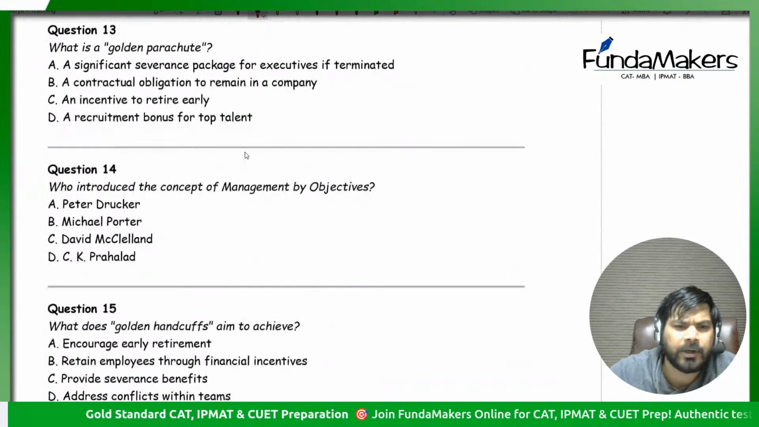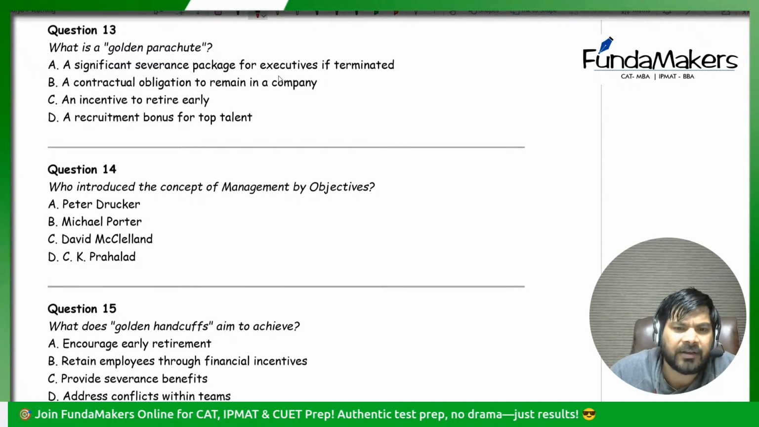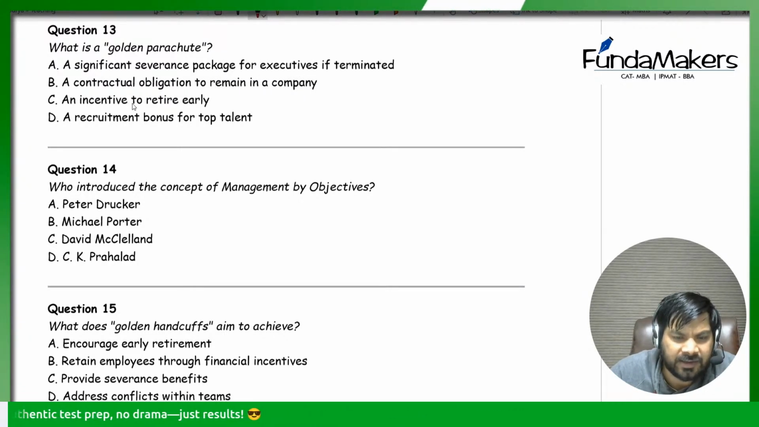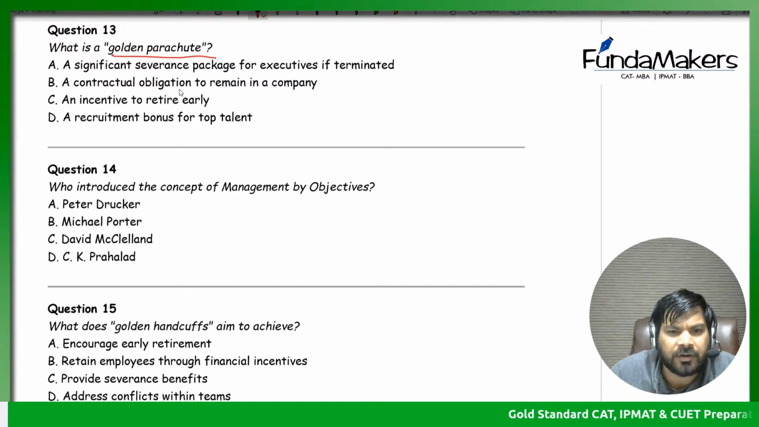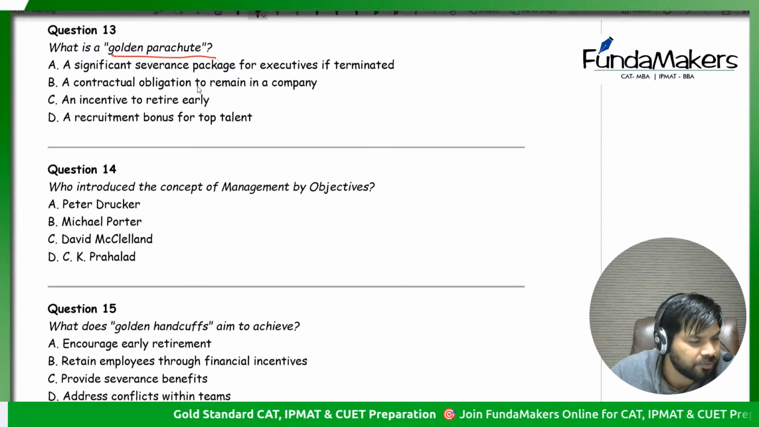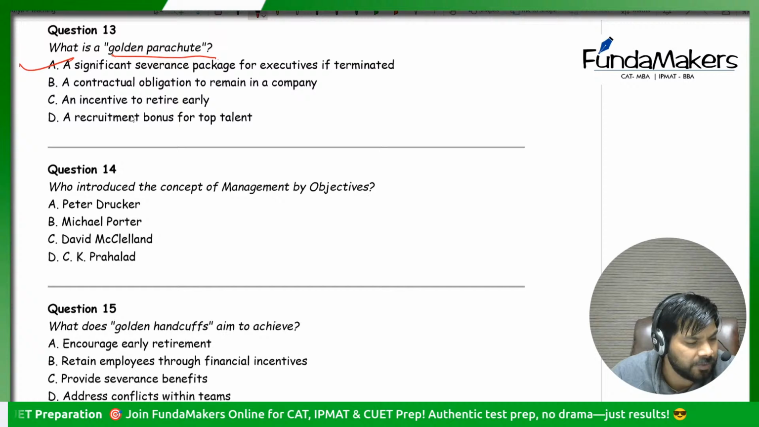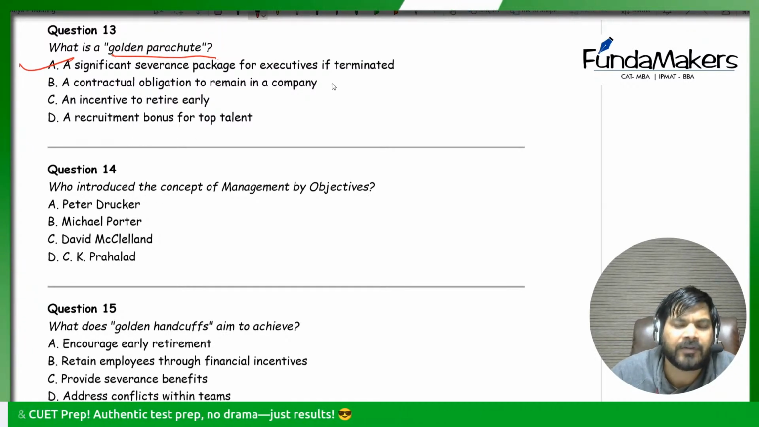Next, what is a golden parachute? What do you understand by golden parachute? A significant severance package for executives terminated, a contractual obligation to remain in a company, an incentive to retire early, or a recruitment bonus for top executives. Basically, a golden parachute is if you are terminated, you should get this much money and months of advance salary and all these things. So the correct answer should be A. Who introduced the concept of management by, for example, let me explain this way.